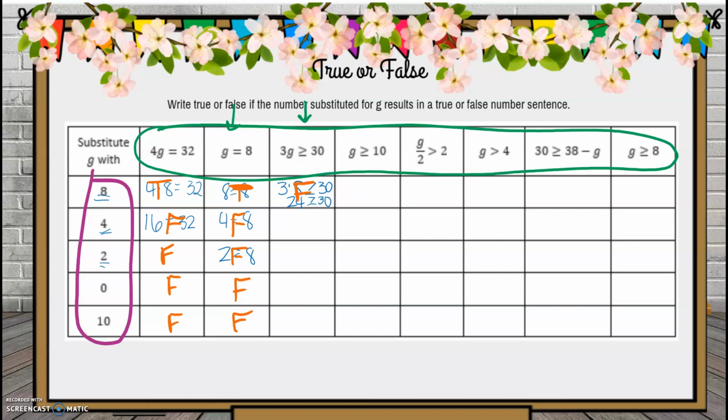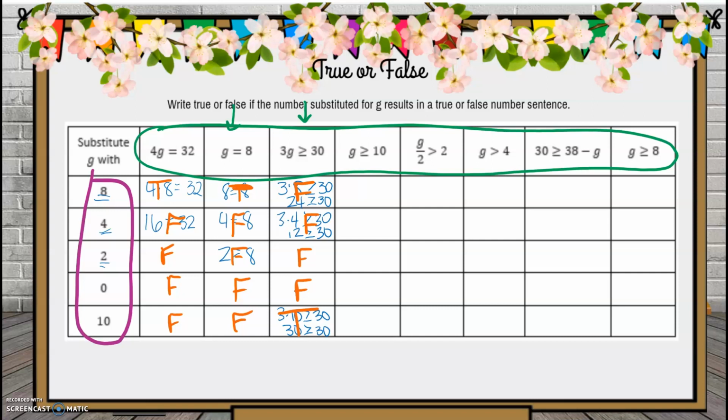The next column, 4. So 3 times 4. Is that greater than or equal to 30? 12 is not greater than or equal to 30. So that one is also false. So all the next few numbers are smaller than 8. And I know that 3 times 8 was not greater than or equal to 30. So I know the next few are also false. Let's look at the last one. That is a 10. Is 3 times 10 greater than or equal to 30? 3 times 10 is 30, and so 30 is equal to 30. So that last row is true.